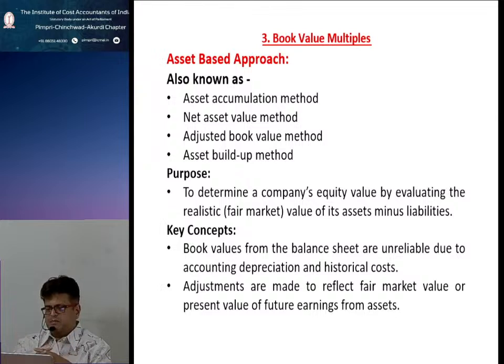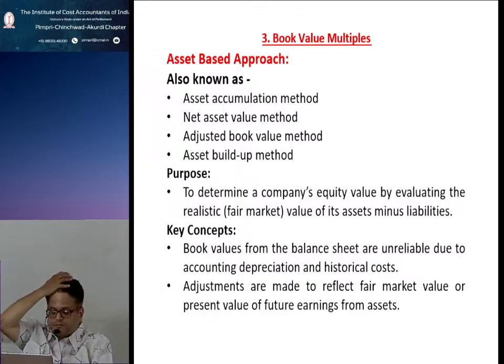The key concept in this asset based approach is that the book values from the balance sheet are unreliable due to accounting depreciation and historical cost, and adjustments are made to reflect fair market value or present value of future earnings from assets. So these are the key concepts in the asset based approach, which turns out to be the book value multiple.